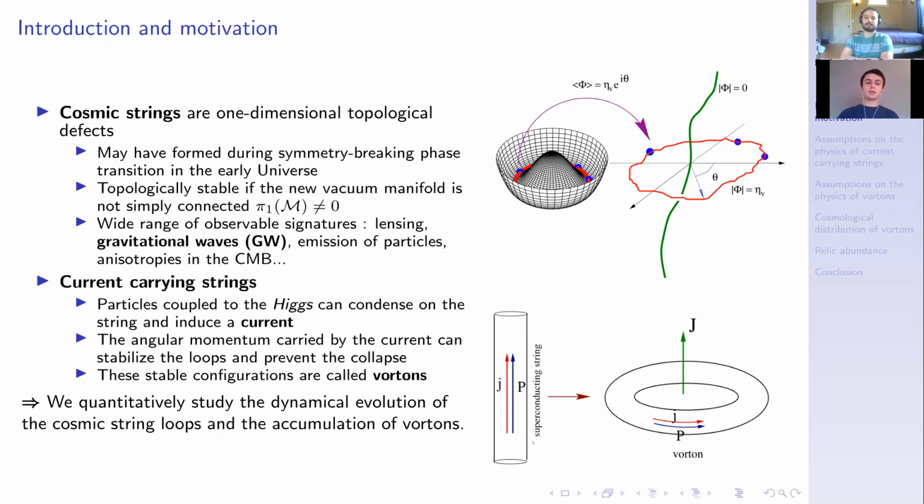And the fact that this current carries an angular momentum means that as your loop evolves and loses energy by various mechanisms, at some point, the angular momentum will prevent the final collapse and stabilize your cosmic strings into a circular object, a stable circular object that we call vortons. And in this study, we perform a kind of phenomenological study, but also quantitative study of the dynamical evolution of these cosmic string loops and the eventual accumulation of vortons that can behave like dark matter.